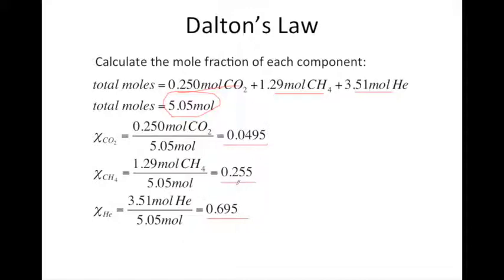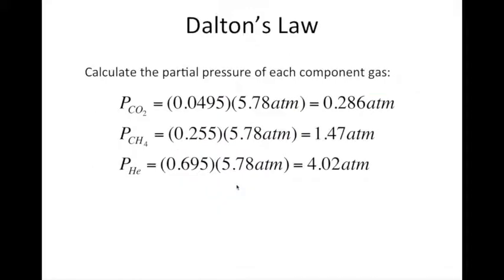Now we want to calculate the partial pressure of each gas. To calculate the partial pressure, we simply take the mole fraction for the gas times the total pressure, which was given. So we take the total pressure times the mole fraction for carbon dioxide, 0.286 atmospheres. In this case, we have units of atmospheres. So you can see the partial pressures of each gas.